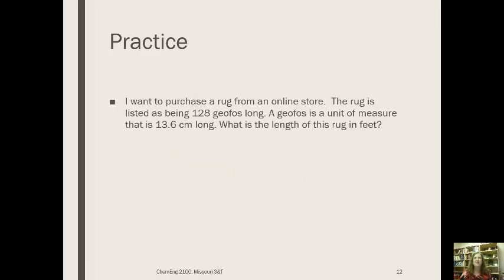So we have one more example here. This one is a bizarre one. I made up a word. I wanted to purchase a rug. I went on a pretend website, and the rug is 128 geophos long. Now, a geophos isn't a real unit, but if you go to that imaginary website, it says that a geophos is a unit of measure that's 13.6 centimeters long. And what I want to know is the length of the rug in feet so I can figure out if it fits in my house, and I know my measurements in feet.